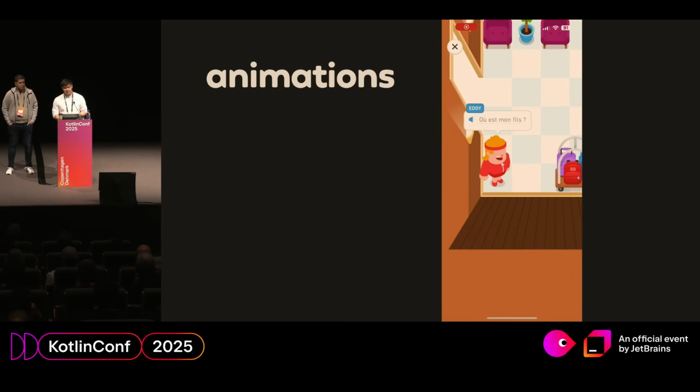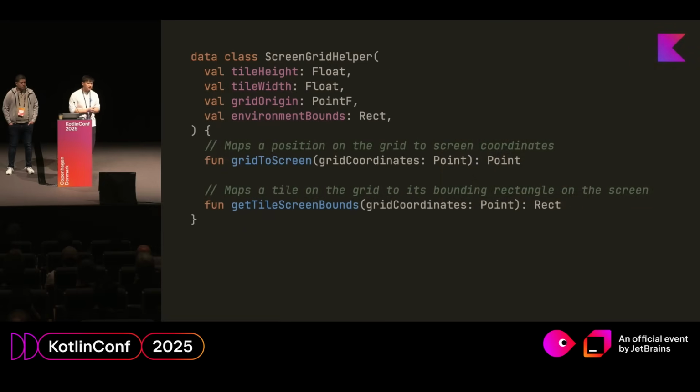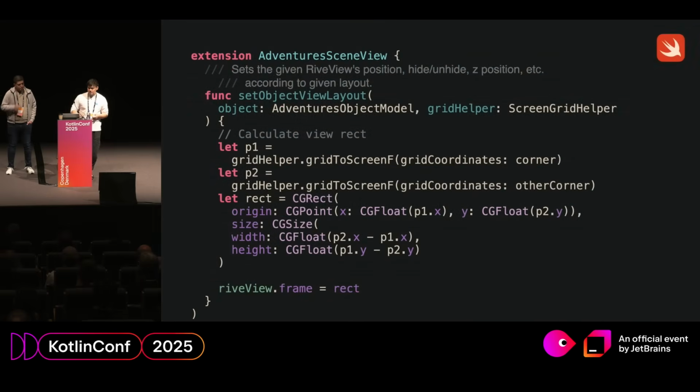But we didn't just stop there. We also moved some view layer logic to KMP as well. And it's not really doing any actual UI, but more so handling UI state. We have a screen grid helper class, which calculates the bounding boxes of the objects. And then on the native side, all we simply need to do is pass in grid coordinates, pointing out what grid the character should stand on or object should be at, and we can simply just set the frame of the object to the rectangle that is calculated within the KMP library.